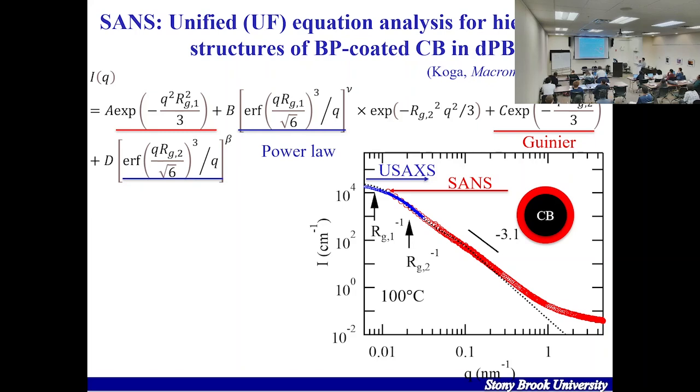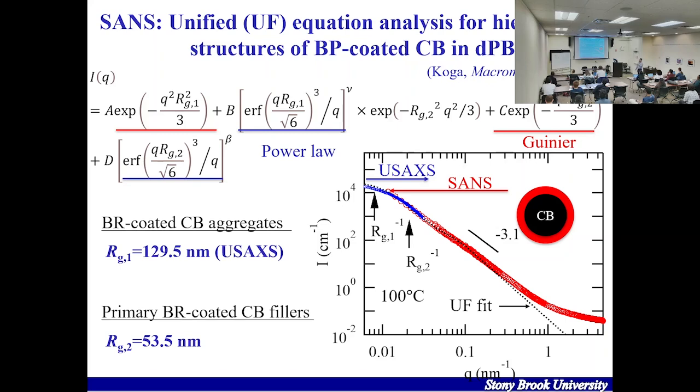This is the individual particles, and this is the Guinier regime. There's another Guinier regime that comes from the aggregate. So we did that. As you see here, this dotted line corresponds to the theory, based upon the size of the primary particle and the aggregate. So now you see the difference.